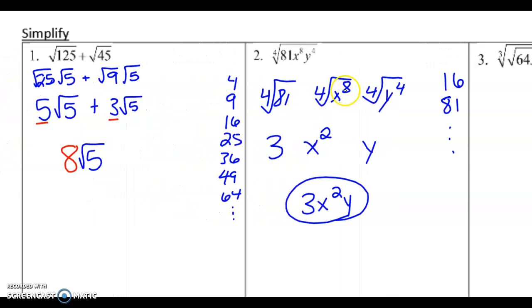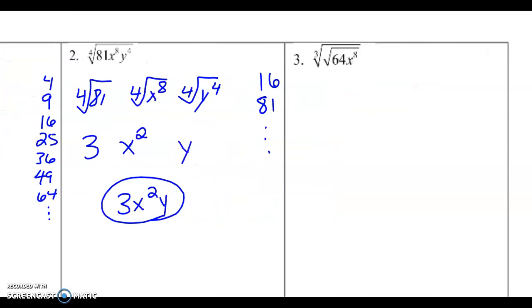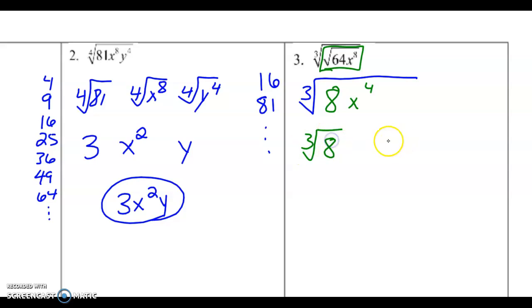All right, number 3. So you can either multiply these as it shows above. Otherwise, I'm going to focus on the inside first. What is the square root of 64x to the 8th? Square root of 64 is 8. Square root of x to the 8th would be x to the 4th. So if we continue on, what times what is 8? Cubed root of 8 is a perfect cube. So we can simplify that to be 2.